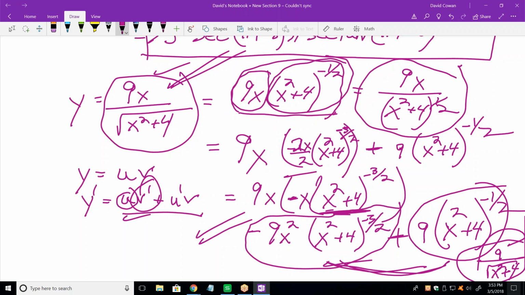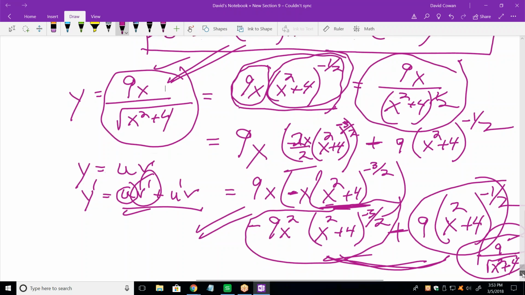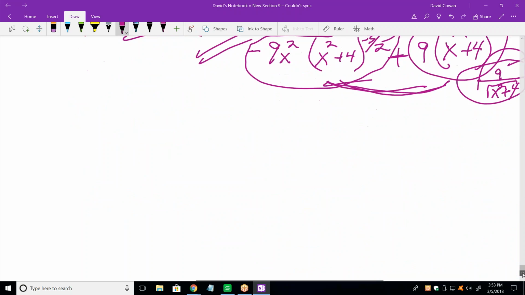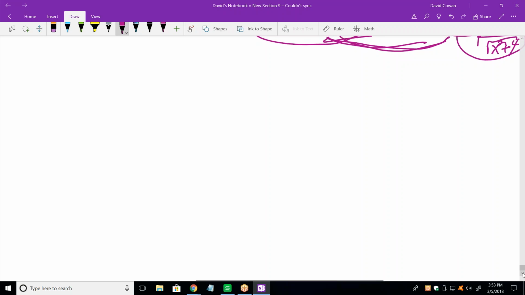All right. The next one says find the derivative of y with respect to x by implicit differentiation. So it's 3 cosine of 2x times the sine of 9y equals 1.